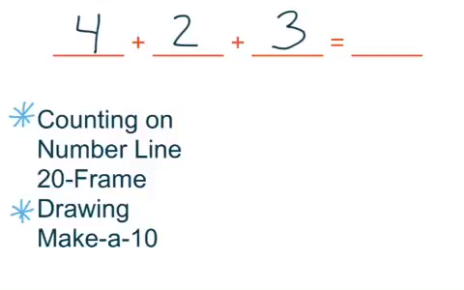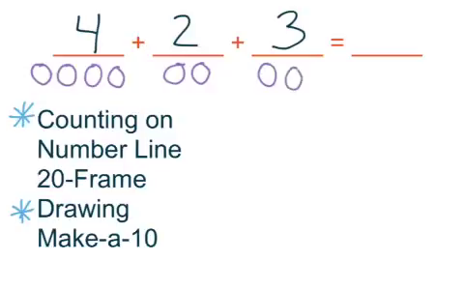There's not much to look at for the counting on strategy because, again, it's a mental math strategy. The next strategy I'll show you on this screen is drawing circles. Basically, students will draw the number of circles under each number. So they would draw 4 under the number 4, 2 under the number 2, and 3 under the number 3. Students then just need to count all of the circles. 1, 2, 3, 4, 5, 6, 7, 8, 9. I will show you the number line, 20 frame, and make a 10 strategy on the next slides.